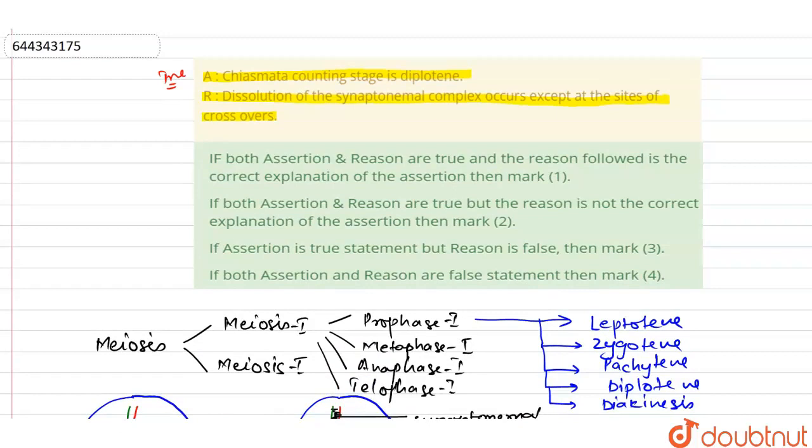Now let's see the reason. Dissolution of the synaptonemal complex occurs except at the site of crossover. So that is also true, because the synaptonemal complex, which was holding the chromosomes together, breaks down and the chromosomes remain attached to each other only at those places where the crossing over took place. So this is also true, and this is the correct explanation also, because after the dissolution of the synaptonemal complex, the chromosomes remain attached to each other, and those areas are known as the chiasmata. So both assertion and reason are true and the reason is the correct explanation as well.